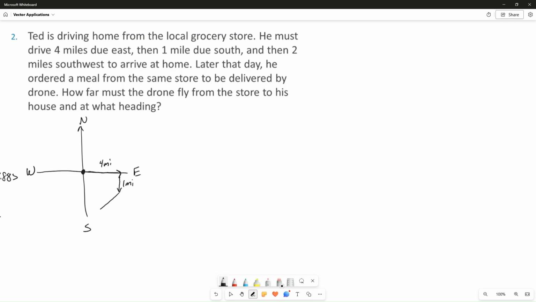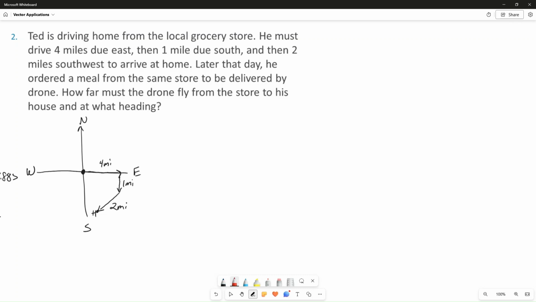And I'm drawing all of these vectors because this is the route that Ted has to travel to go from the store to home. We're going to just put one arrow at the end of the previous arrow, so we're just going to chain them together in sequence. So we're going to go 4 units to the right, 1 unit down, and then 2 units kind of down and to the left, sort of at a 45-degree angle to the left.